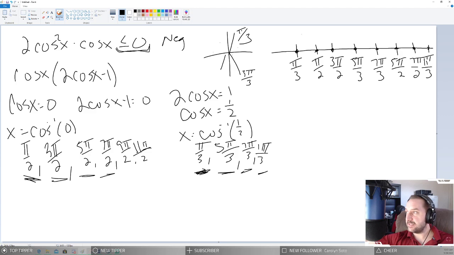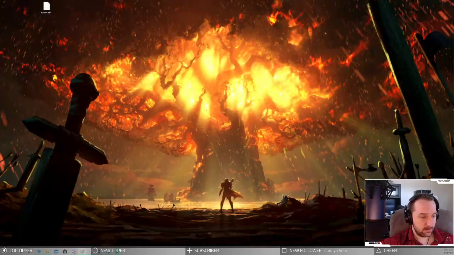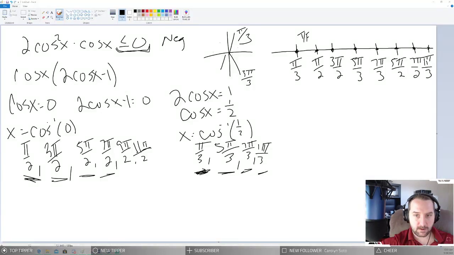And now we have to test true or false on every single one of these. The only reason I'm writing it out as if I'm doing it infinitely is because I'm trying to find a pattern. So let me show you in Desmos how that's going to look. It's going to be a tad bit easier.